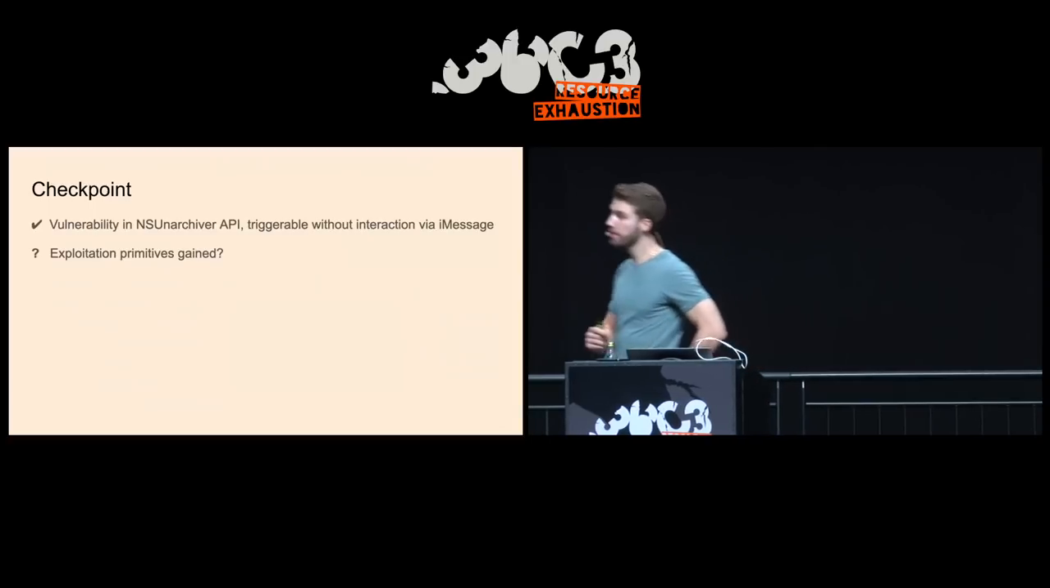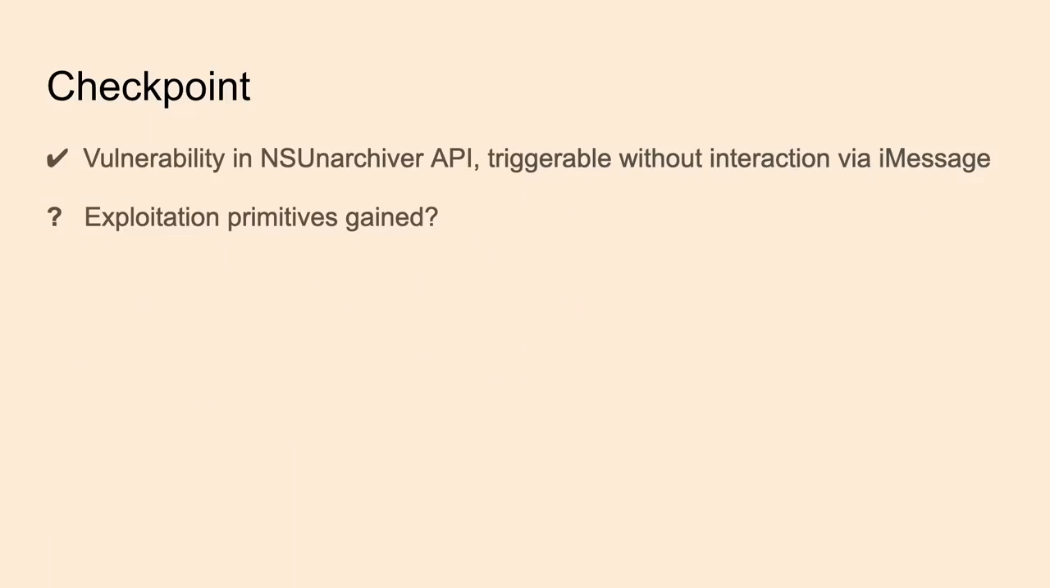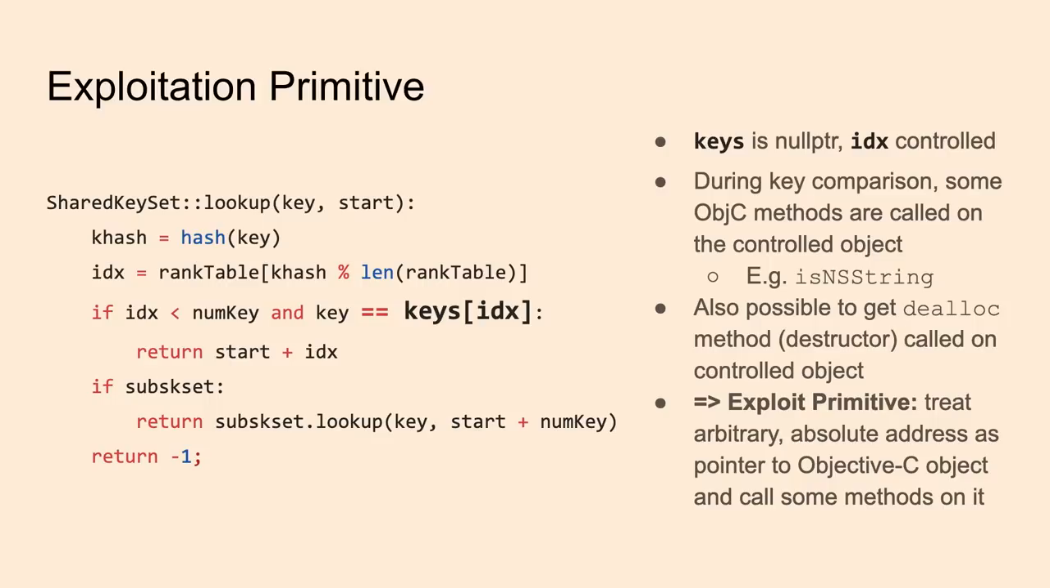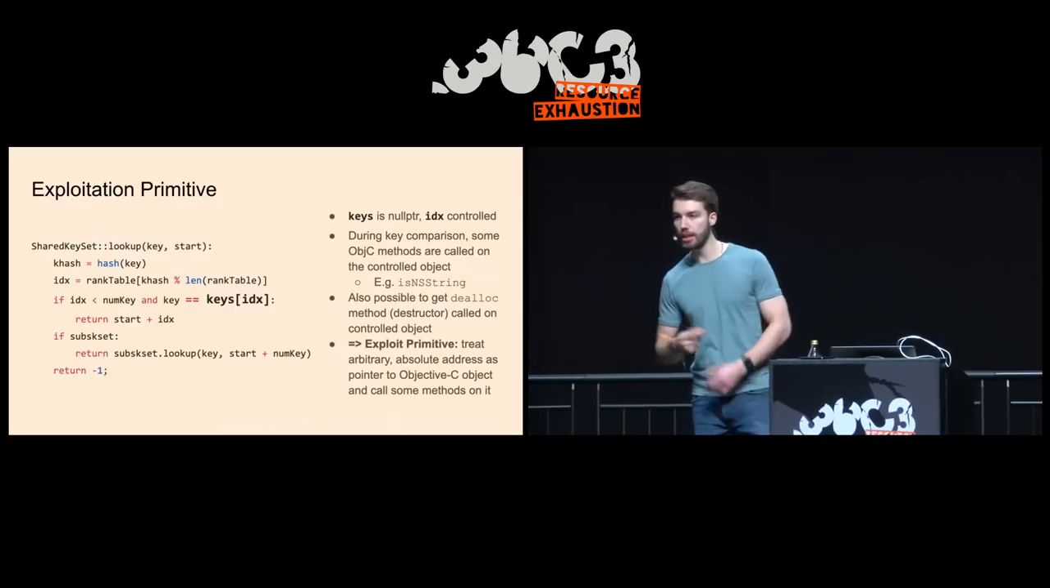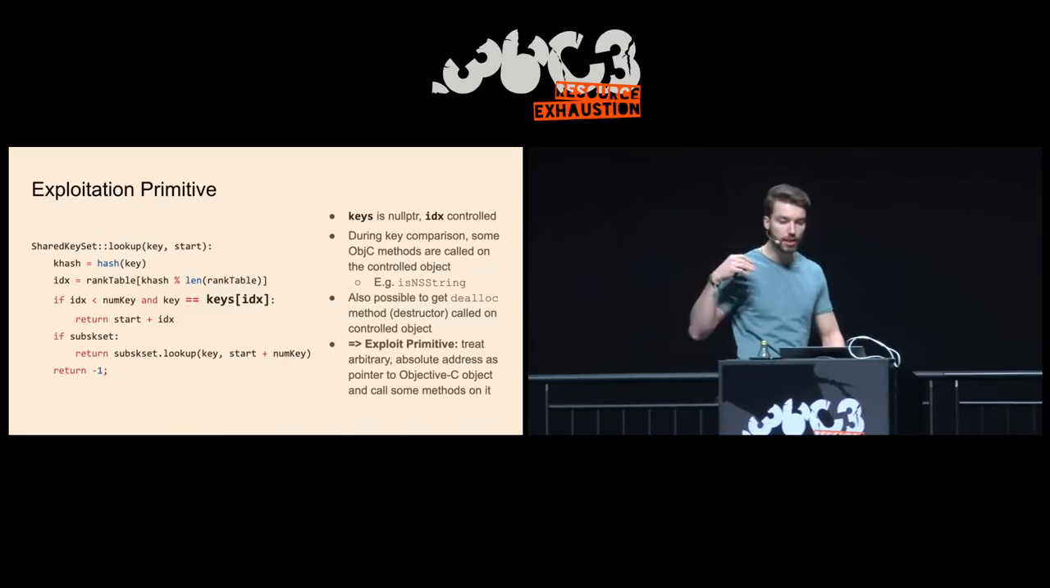I have these checkpoints just to think where we are. So we now have a vulnerability in this NS Unarchiver API. We can trigger it through iMessage. So what exploit primitive do we have? Let's take a look again at the lookup function, which we saw before. So here, where it's bold, this is where we crash. Keys is null pointer. Index is fully controlled. So we can access null pointer plus offset.